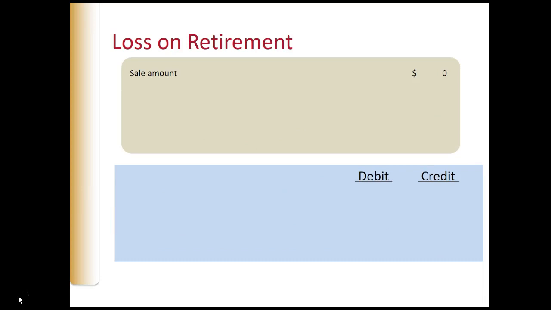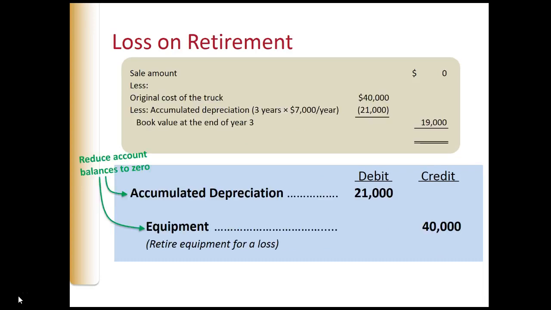Now, we assume Little King retires the delivery truck instead of selling it. If, for example, the truck is totaled in an accident at the end of year 3, we have a $19,000 loss on retirement as calculated on this slide.